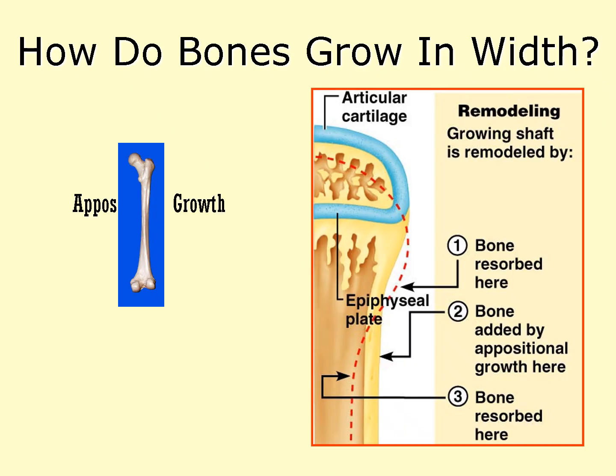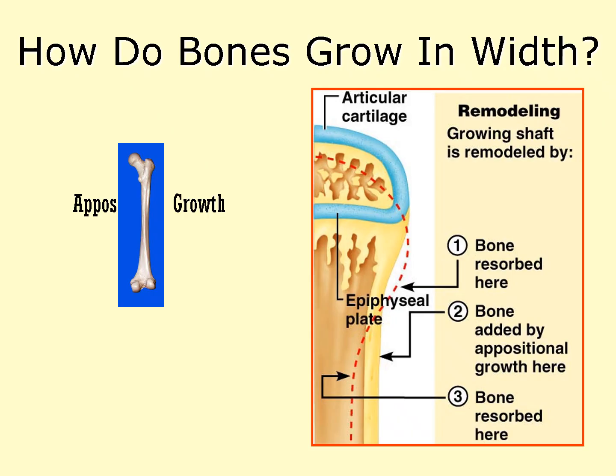If growth via epiphyseal cartilages was the only way bones grew, then we would have long but very skinny bones that could not support our weight. This doesn't happen because bones also grow in width, which matches their growth in length. Growth in bone width occurs by appositional bone formation, or growth on the bone surface.